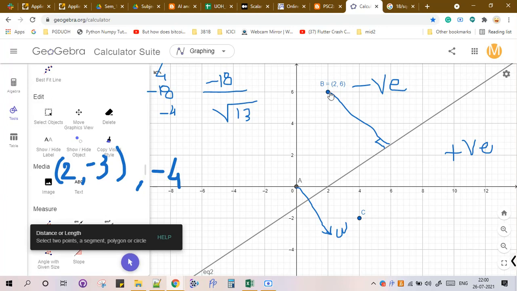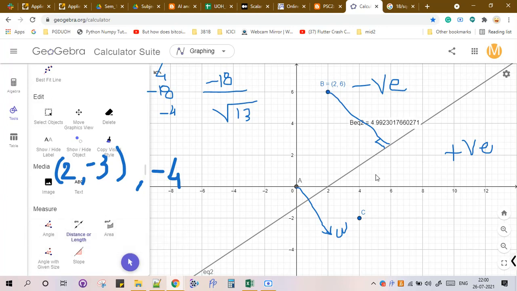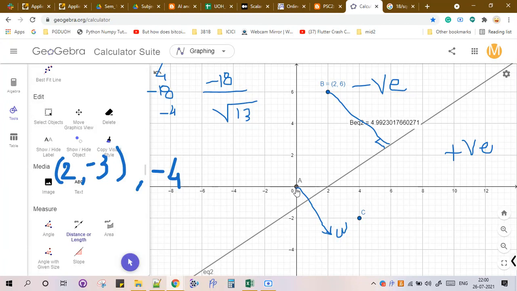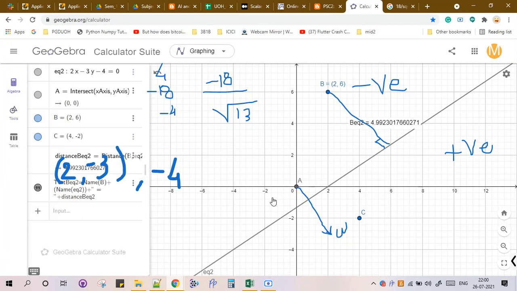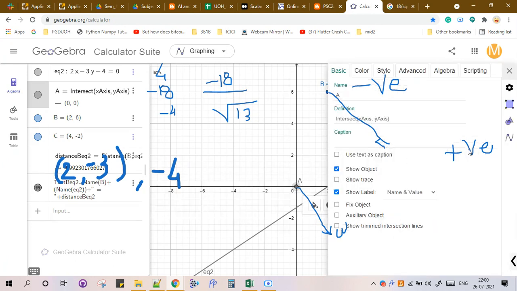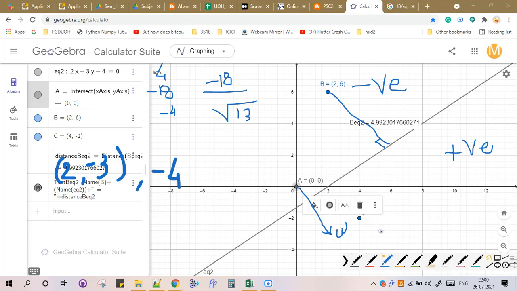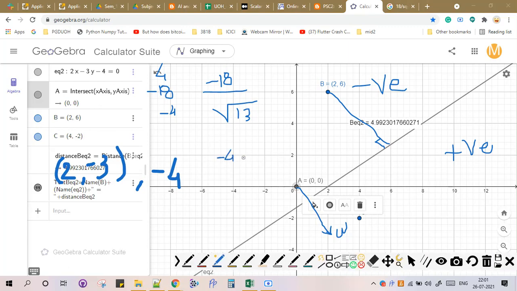Let's try to measure the distance of B and this point. So see, this is 4.99, right? That is what we got here, correct? Now comes the fun part. This is A. What are the coordinates of A? It is (0, 0). If I put (0, 0) in this equation, what will happen? Only w0 will remain, 2 multiplied by 0, 3 multiplied by 0. So minus 4 divided by root 13. Any questions? Minus 4 divided by root 13 I will get.